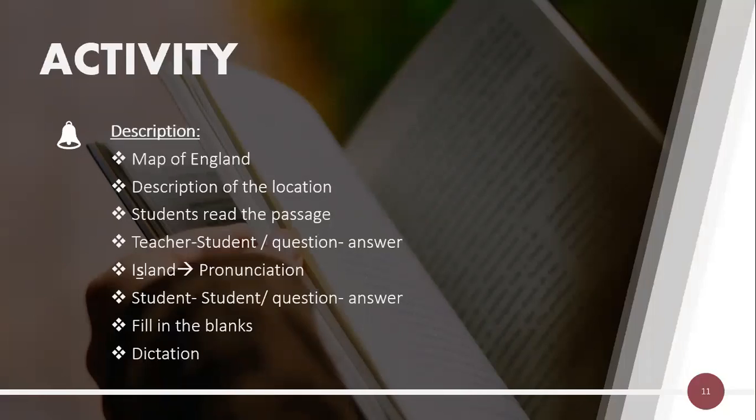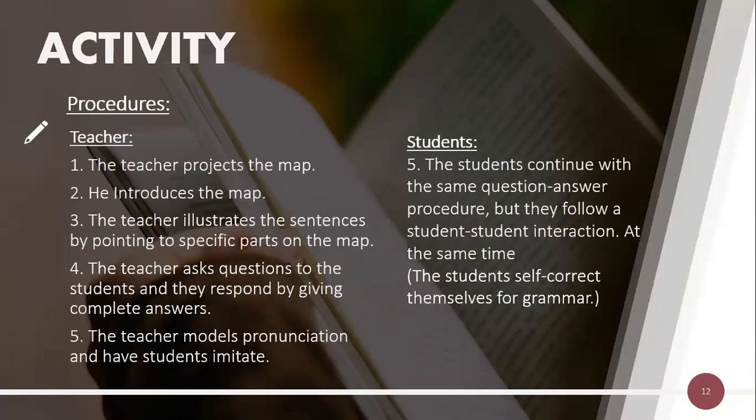Additionally, the teacher follows the question and answer procedure again, but this time using the student's environment to practice the new grammar. Later on, the teacher projects on the board the next text with missing words. This is the fill in the blanks activity. And then he asks the students to take out a notebook to do a dictation.